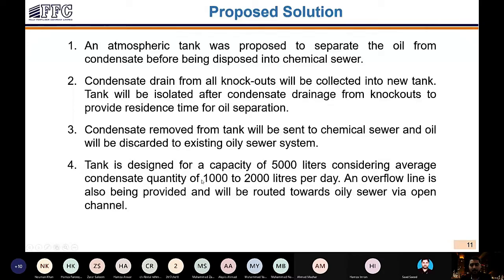This tank is designed to handle a capacity of 5,000 liters because we have experienced that condensate quantity in any particular shift remains within 1,000 to 2,000 liters. So the maximum condensate per day would be less than 5,000. This provides an ample amount of volume, to avoid future contingency as well. Once the wellhead pressure keeps on declining and the condensate quantity keeps on increasing, we have a significant capacity margin in the new tank, so that those capacities can also be retained. An overflow line is also being provided and will be routed towards the oily sewer via open channel.